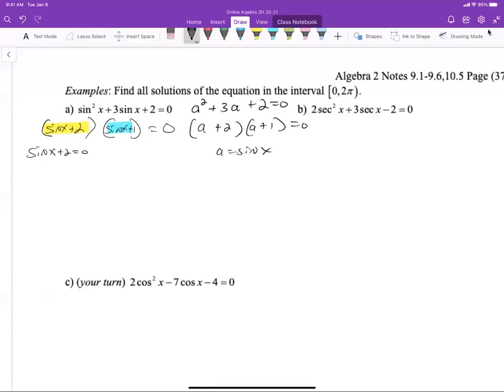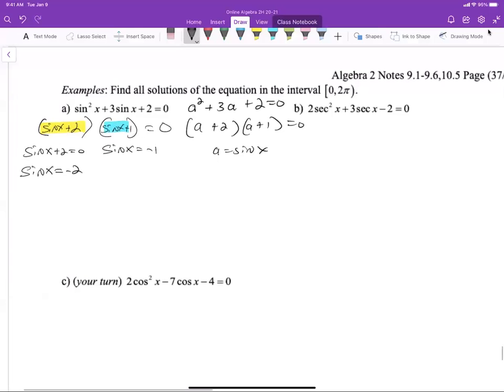So let's do the left one first. I'm going to subtract 2 from both sides of the equation, and I will find sine of x is equal to negative 2. Let's go ahead and do the other one. I have sine of x is equal to negative 1.